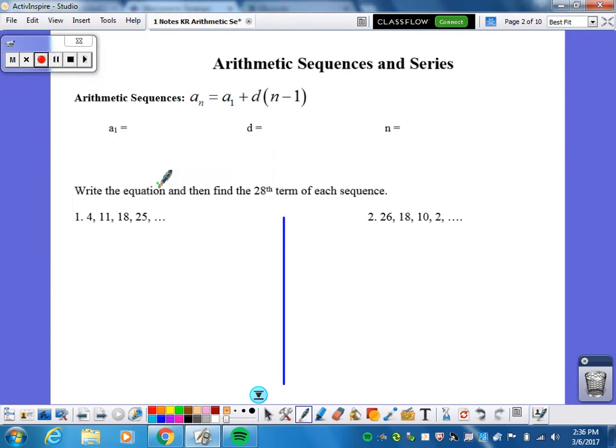So today we're going to be talking about arithmetic sequences and series. In an arithmetic sequence and series, we have this equation right here. In this equation, we have A1, which stands for the first term, D, which stands for the common difference, and N, which stands for the number of terms.